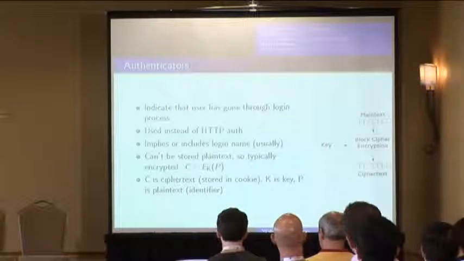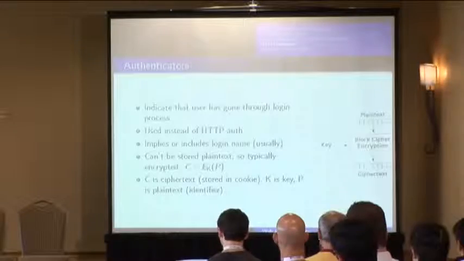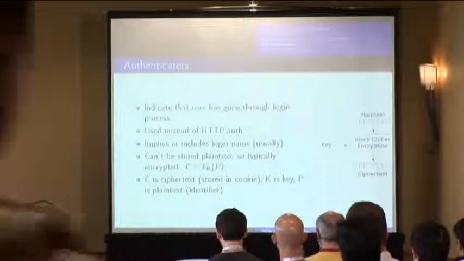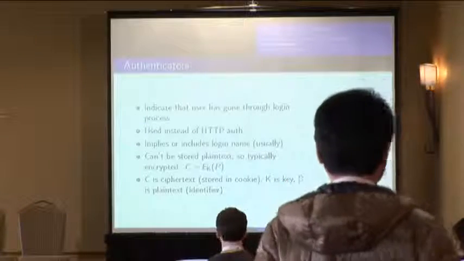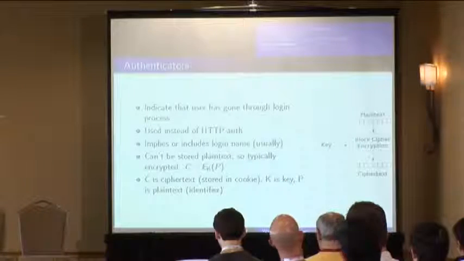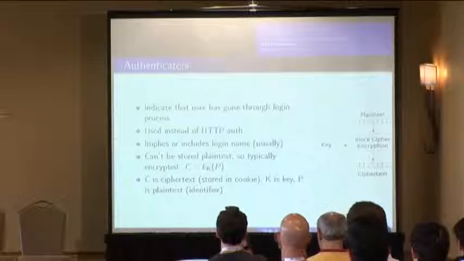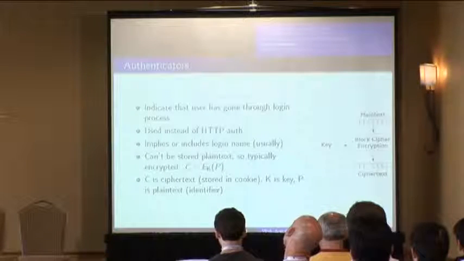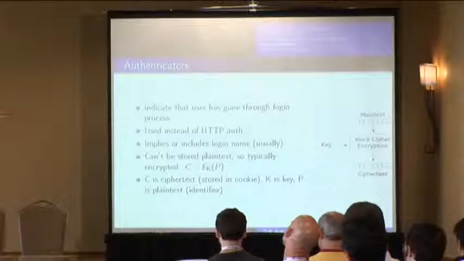Usually, an authenticator is just the blanket name I give to anything that indicates that the user has gone through the login process. It's used generally instead of HTTP auth. It could be a session, could be a cookie, and so on. It doesn't really matter. If it goes to the client side and comes back and tells the system that you're authenticated, then it's an authenticator. So it usually implies or includes the login name. It can't be stored in plain text, so typically it's encrypted.